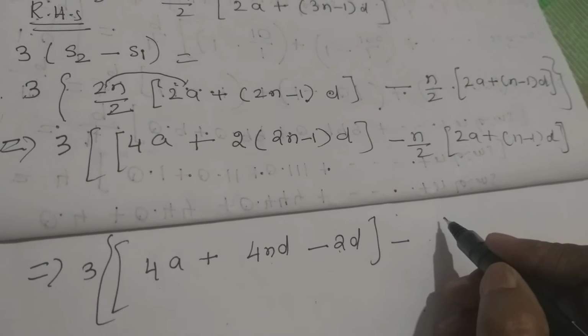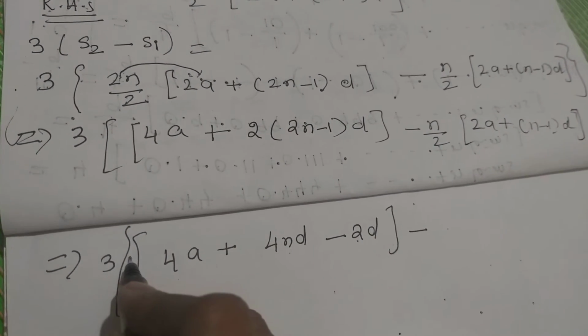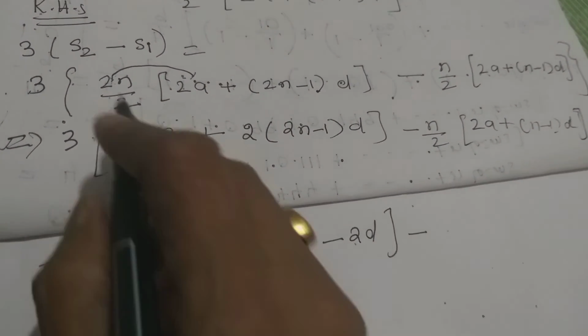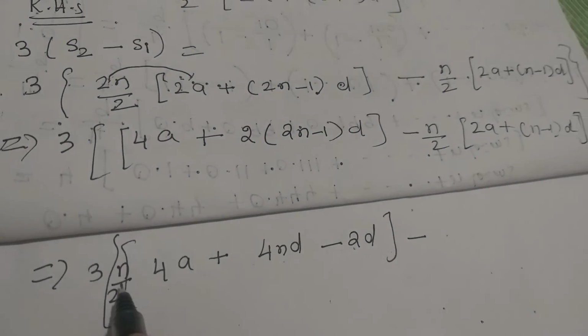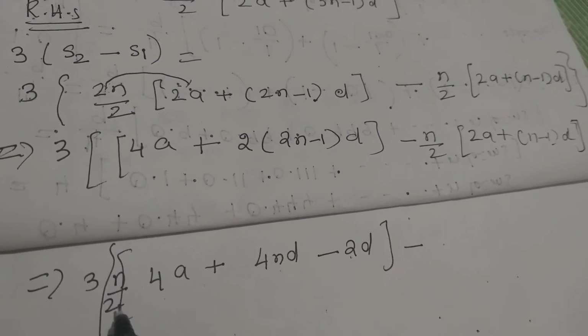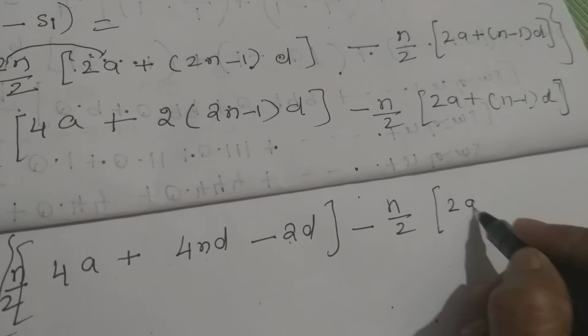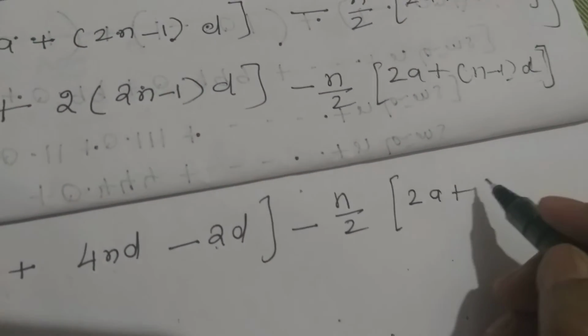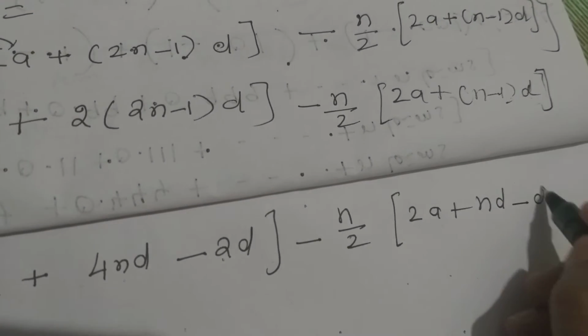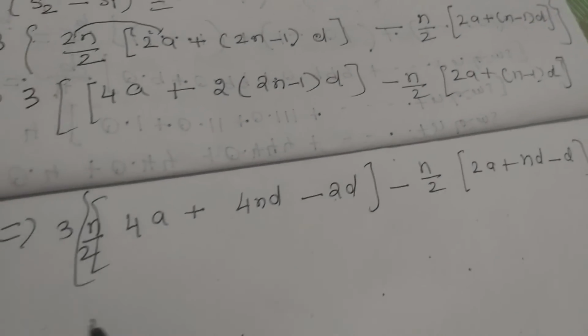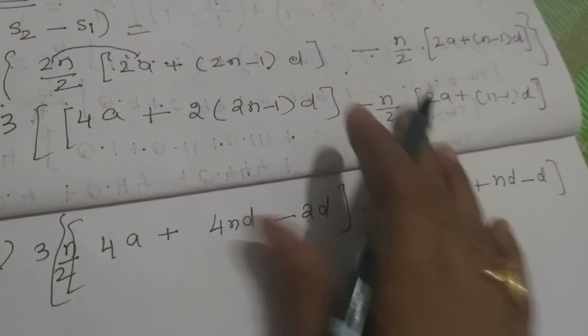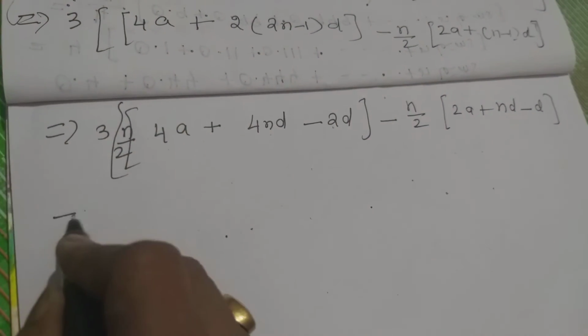Minus n by 2 is already outside here. That I didn't do anything. Only 2 I took inside. So n by 2 is remaining there only. Minus n by 2, 2a plus, remove the bracket, multiply with d, remove the bracket, nd minus d. Okay. Now n by 2 is common in both, so we'll take it outside.